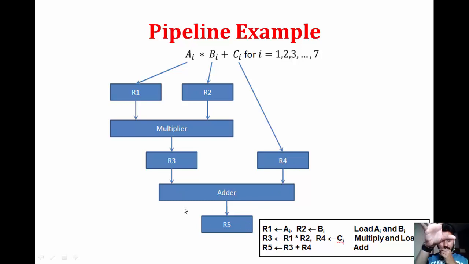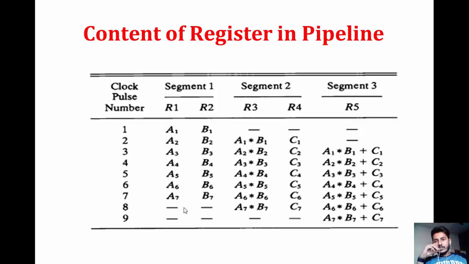Okay, so this thing will be executed in a parallel manner, in a pipeline manner. Let's see how different things are achieved at each clock pulse. This is the content of registers in a pipeline. Here we have clock pulses which range from 1 to 9. Then there are 3 segments. The example is divided into 3 segments. At segment 1, it will take input to R1 and R2. At segment 2, it will give input to R3 and R4.